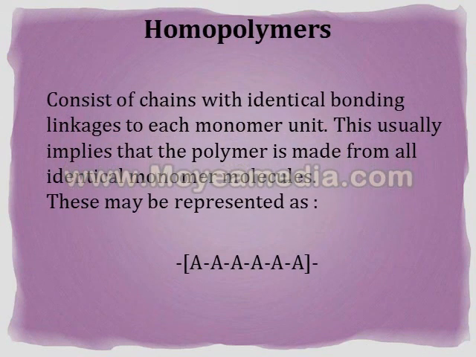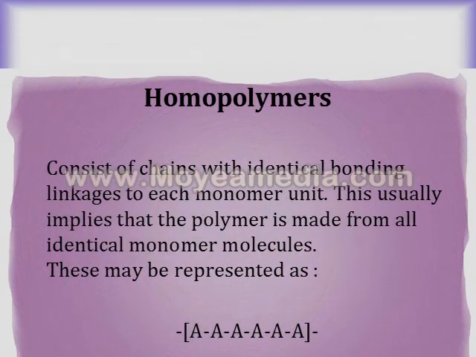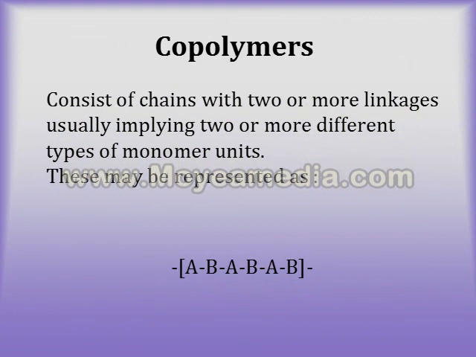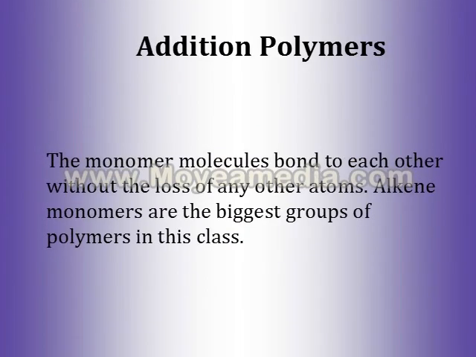First one is homopolymers, which consist of chains with identical bonding linkages to each monomer unit. This usually implies that the polymer is made from all identical monomer molecules. This may be represented as, if we have the monomer A, then the long linkage of A units would give rise to a homopolymer. Now the second class is copolymers, which consist of chains with two or more linkages, usually implying two or more different types of monomer units. These may be represented as AB, AB, AB and so on, where A and B are the two monomers.